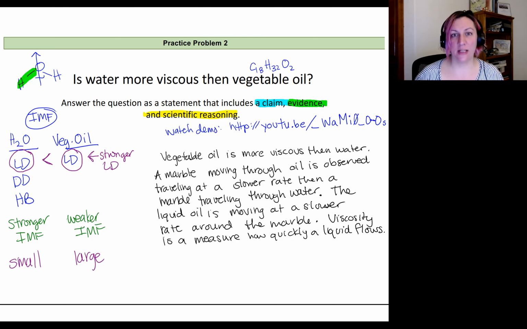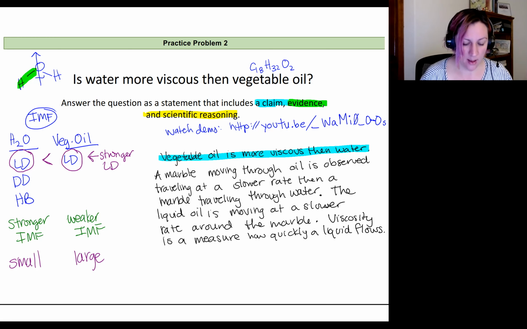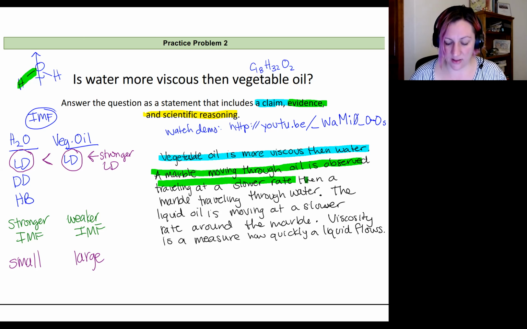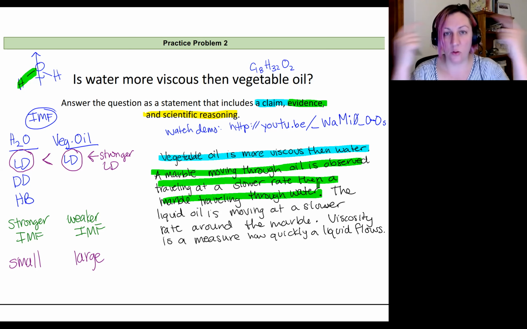All right, so after watching that demonstration, I can use how the marble behaves as my evidence, rather than just listing intermolecular forces. And so answering this question sounds really different if I'm using that video as evidence. So I still have my claim, which is that vegetable oil is more viscous than water. And I'm going to follow that with the evidence that I observed in the video, or maybe this would be something you observed in lab or watched a demonstration. So a marble moving through oil is observed traveling at a slower rate than a marble moving through water. That's my evidence. I saw that marble move slower. That told me that it's actually oil that's more viscous.